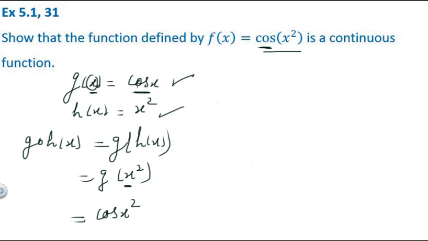So we can directly now write that cos x is a continuous function at all real values. X square, being a polynomial function, is continuous everywhere. Hence, the composition of these two functions will always be a continuous function. That's what you need to do in this. One more problem of the same kind we're going to discuss here, so let me bring that question here now.